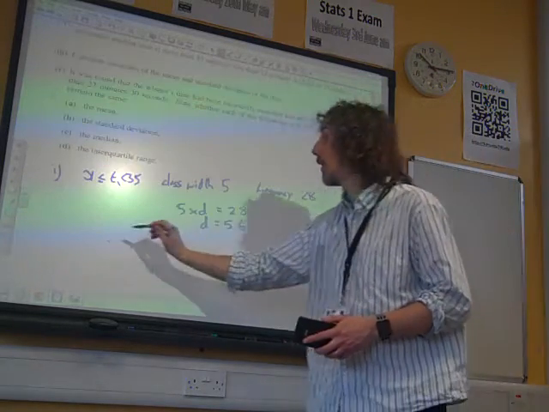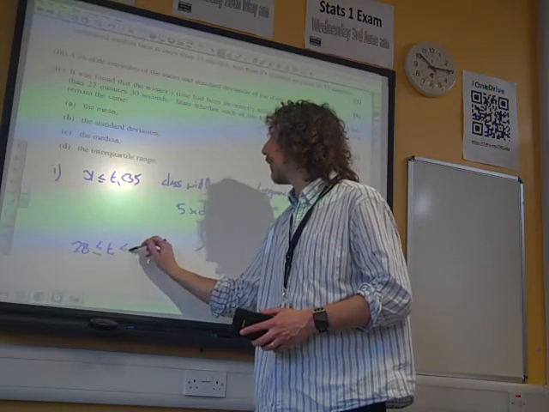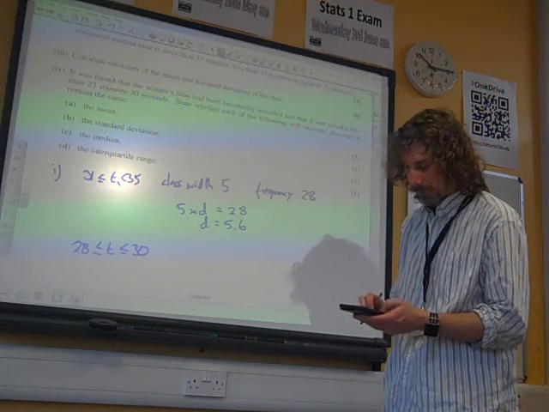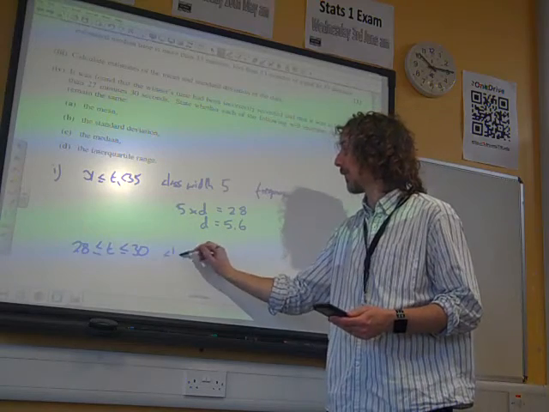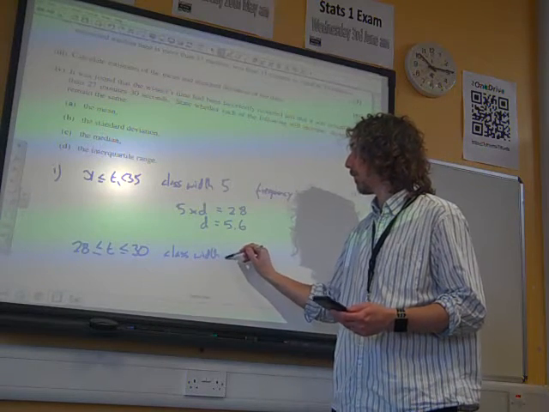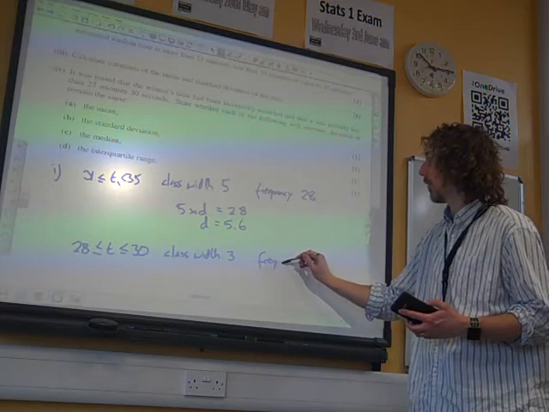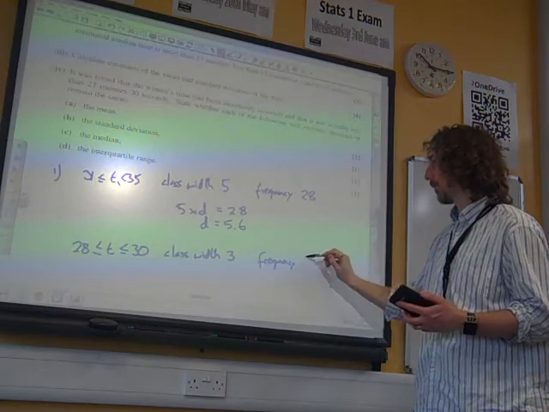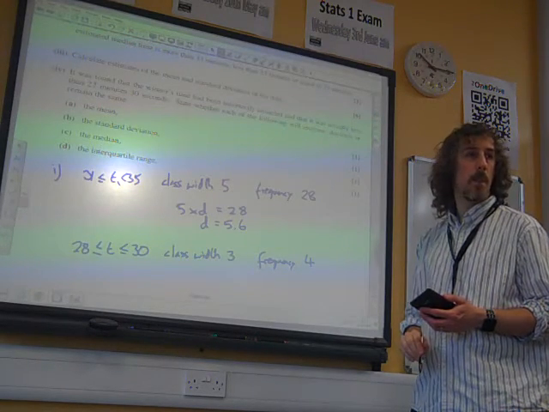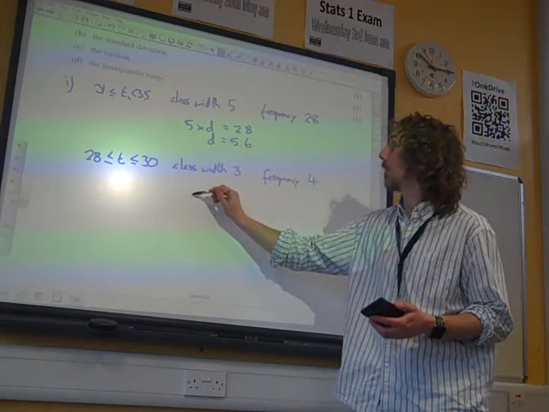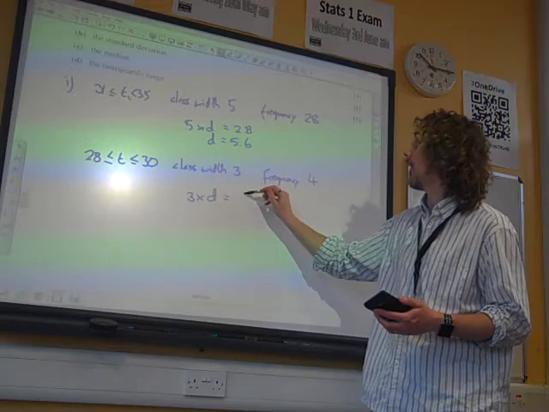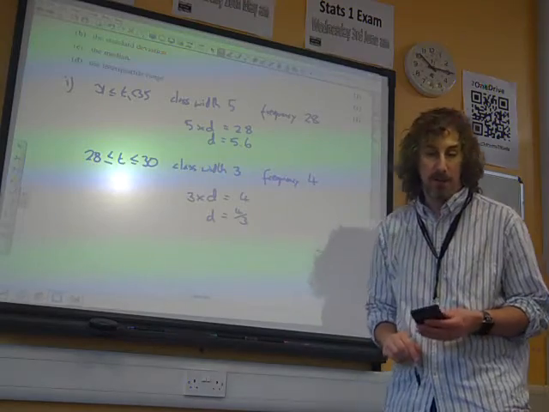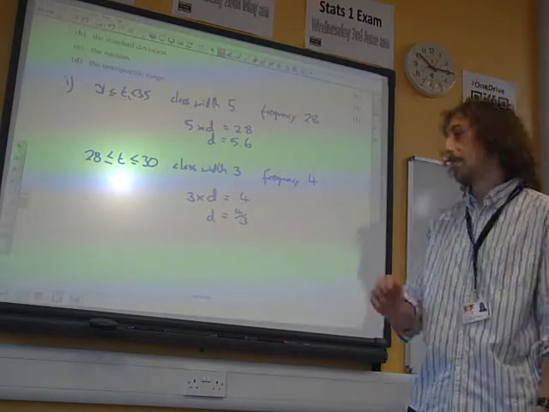So if we look at that class, 28 to 30, that represents 27.5 to 30.5. So it has a class width of 3. It has a frequency of 4. And the height of this class, well, 3 times its frequency density is going to be equal to 4. So its frequency density is 4/3. So the answer that we're looking for is 4/3 centimetres.